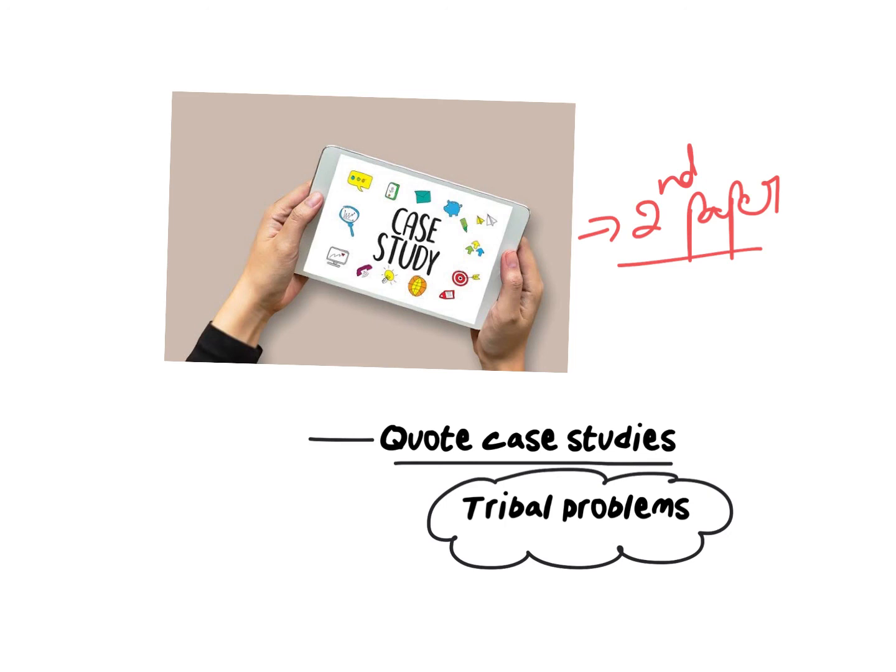If you are writing about tribal displacement and tribal problems, please quote the case studies. This particular thing has happened, this particular case study has happened, and these are the problems that the tribals are facing. So please quote the case studies. If you quote, there are high chances that you score 300 plus, okay guys.